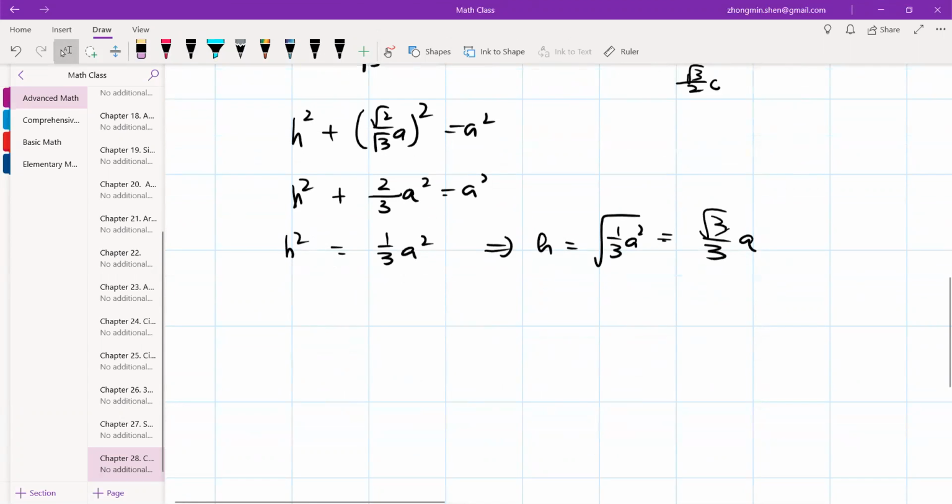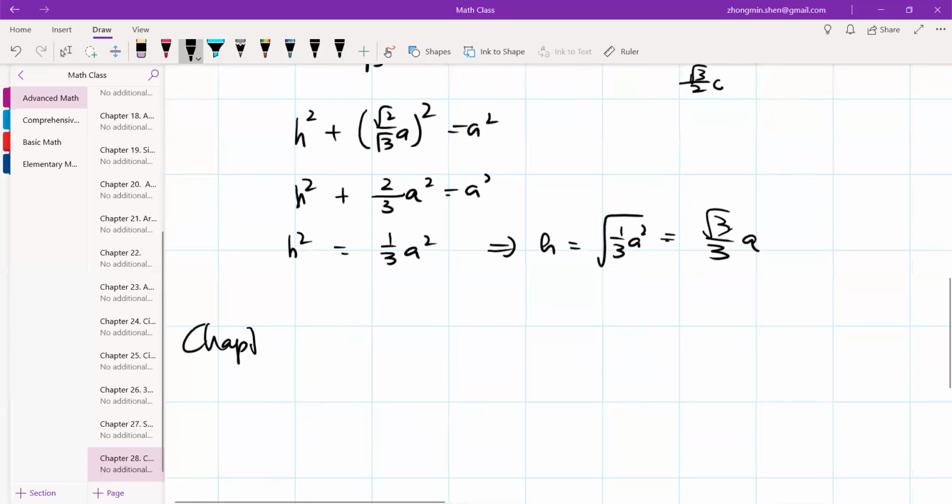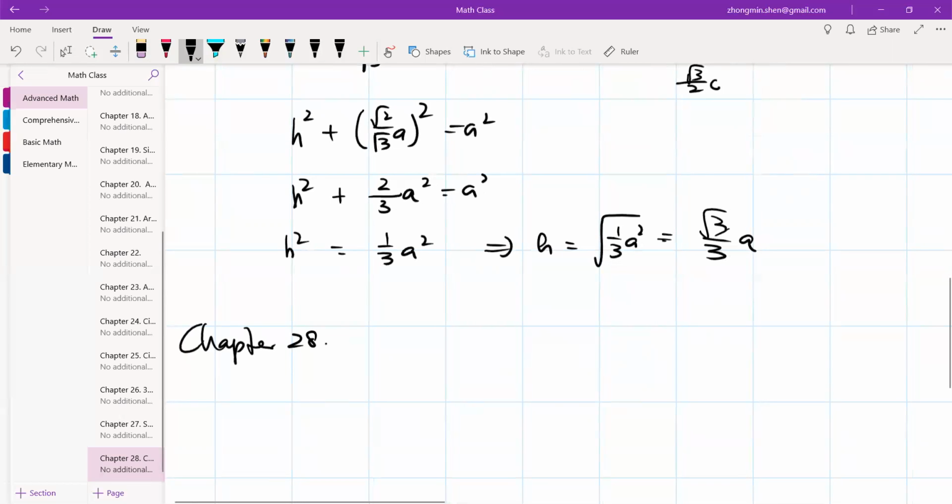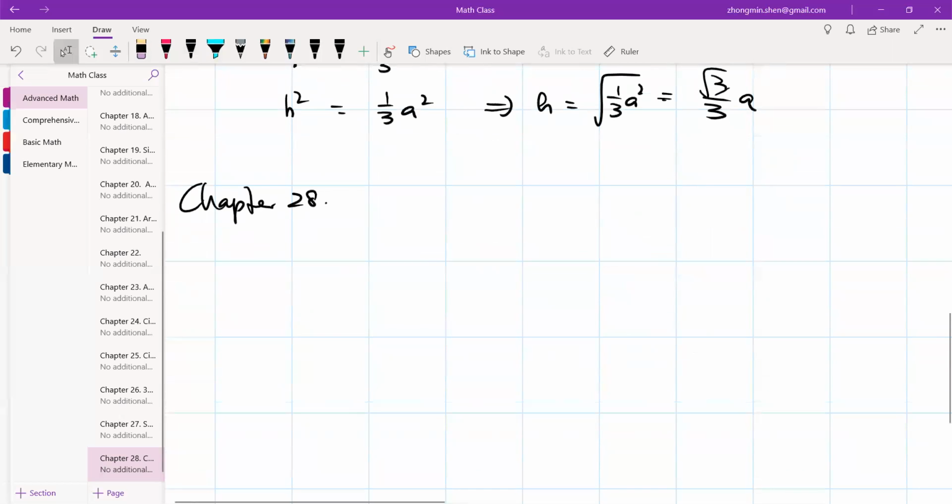In April we are going to finish our course, followed by review in May and June. Today's topic is counting techniques. It's not easy to count. This is a chapter. It's not easy to count things.